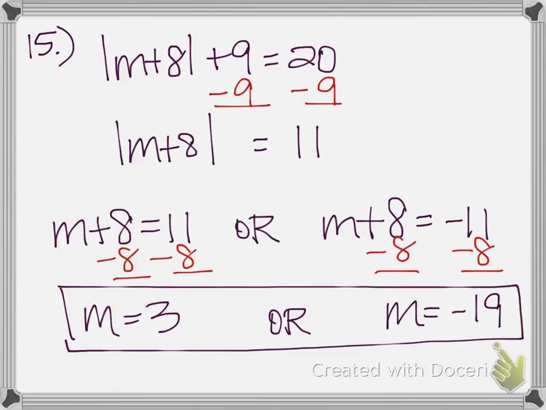The nice thing is you can always check your work. If I plug 3 back into my original, I get 3 plus 8 is 11. Absolute value of 11 is 11. Plus 9 is 20. So that one checks out. If I plug in negative 19, negative 19 plus 8 is negative 11. The absolute value of that is positive 11. Plus 9 is 20. So they both check. So we have 2 answers, 3 and negative 19. The key is to remember that you have to isolate it first before you split it.